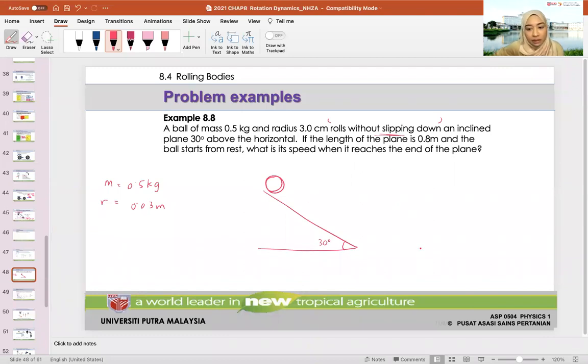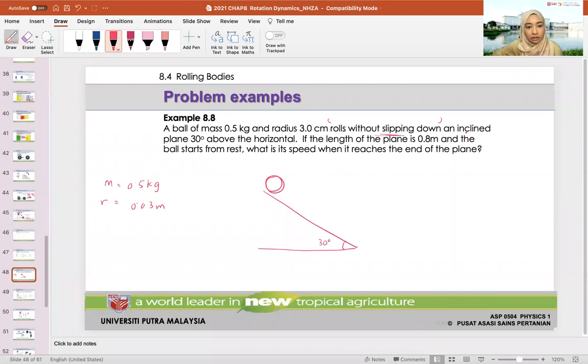Kalau dia slip, dia tergelincir kan, dia akan slide. Dia slide off. When it slides, it no longer rotates. So there is a break in the rotational motion. But when we talk about rolling without slipping, we are assuming that it is constantly rotating while it is moving forward. So we can use KE equals 1 over 2 mv squared plus 1 over 2 I omega squared.